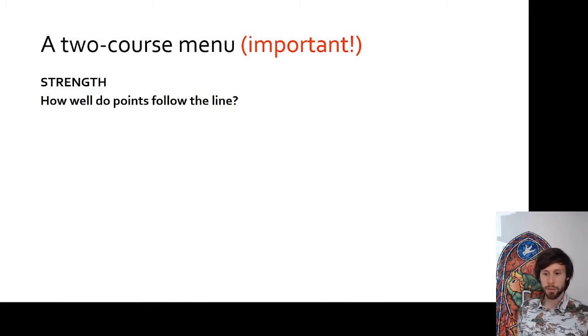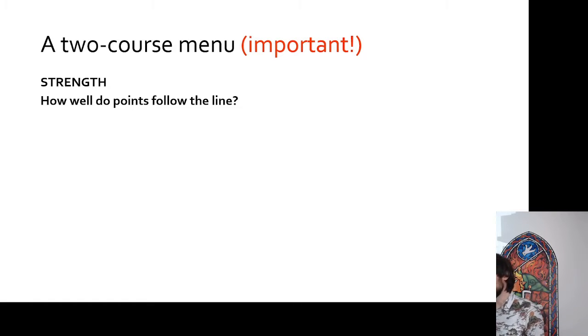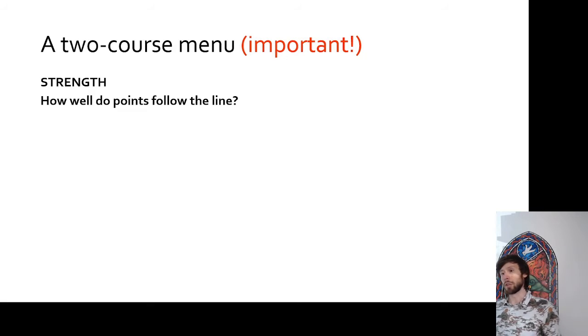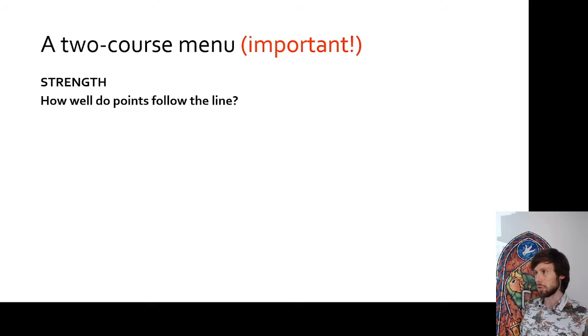Now that we have become friends with correlations on the one hand and regression coefficients on the other hand, I should stress one last time that they really describe two aspects of the relationship between two variables. There is the story of strength. You can ask, how well do my points in the graph, how well do my individual participants follow the line?